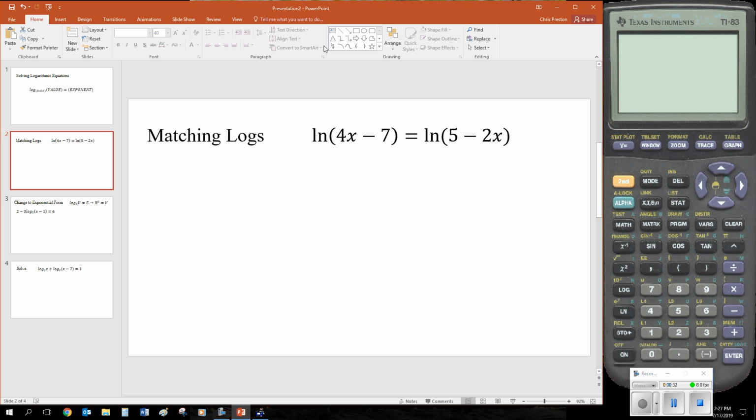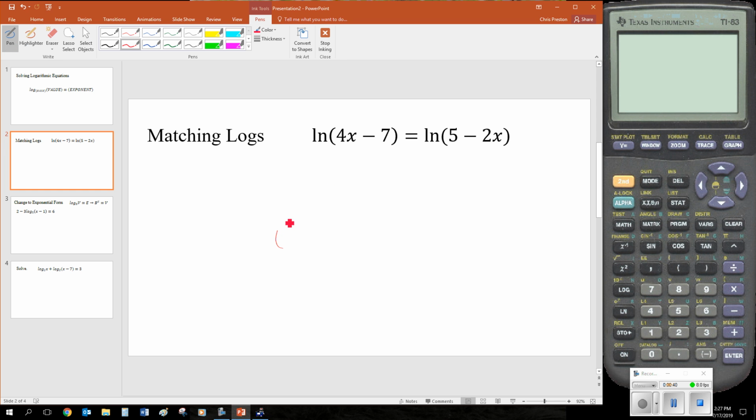The first one doesn't show up a lot, but when it does, it's relevant, and that is you might have matching logs. Let's reset. We might have matching logs here. We're just going to say these two statements are equal. I'm doing the natural log on both sides. That must mean that these expressions inside are also equal. So I'm just going to say this inside expression equals the other inside expression, and then I'm just going to solve those problems.